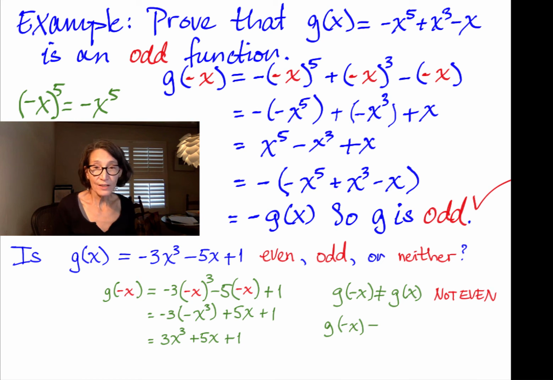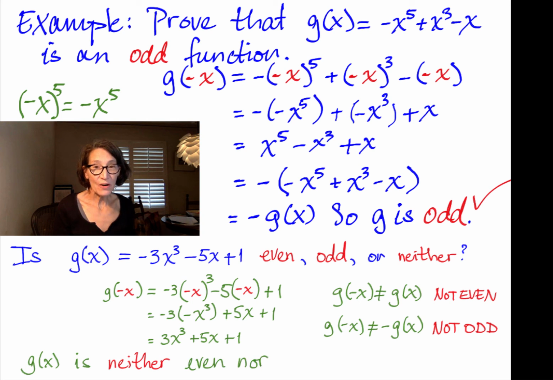And g of negative x is also not the same as the opposite of g of x, because the opposite of g of x is negative g of x, where we would just change each sign. We would get a positive 3x cubed, a positive 5x, and a negative 1. And that's not what we have here. So this is also not odd. So that means our function g of x is neither even nor odd.